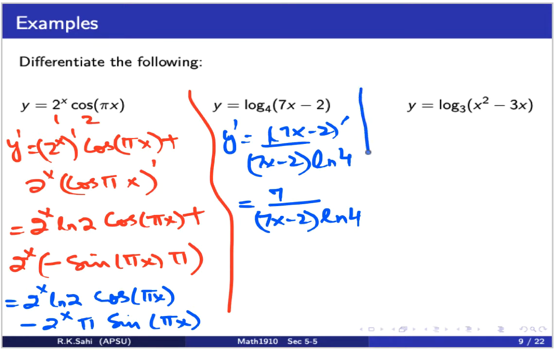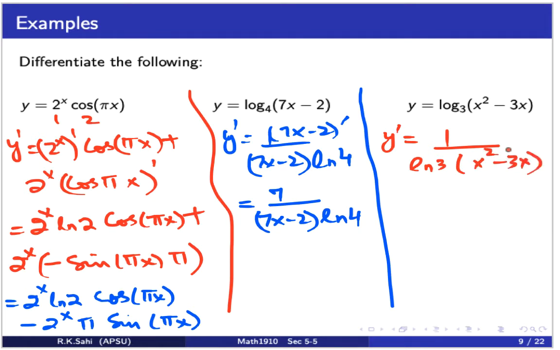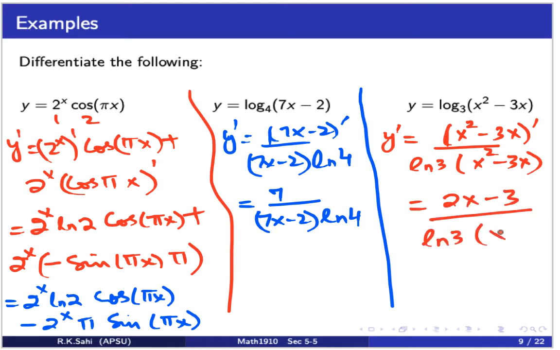Okay, now let's look at the next one. Y equals log of x squared minus 3x to the base 3. Notice when the base is different, you always have to put the natural log there. So it will be natural log of 3 times x squared minus 3x, this whole expression, multiplied to the differential of x squared minus 3x. So the final answer, 2x minus 3 over natural log of 3 times x squared minus 3x.